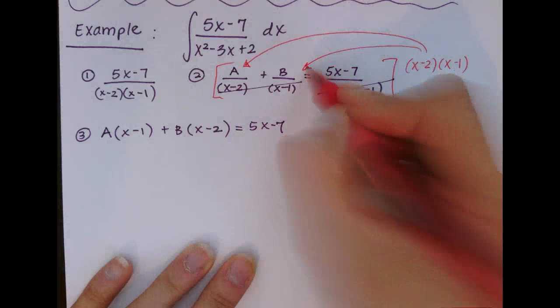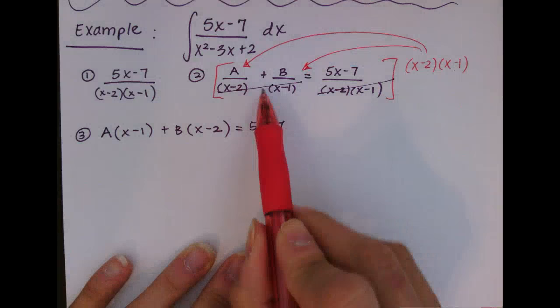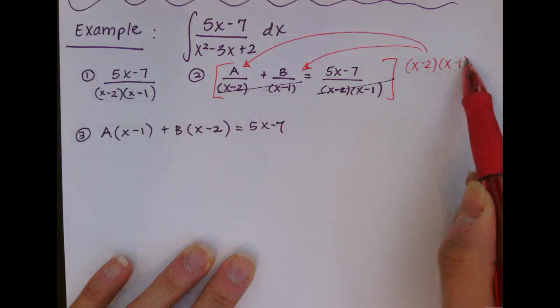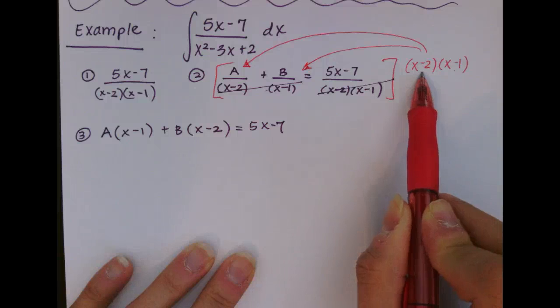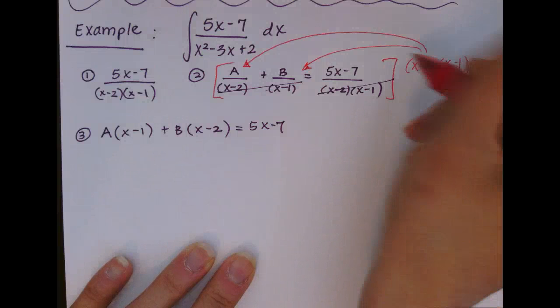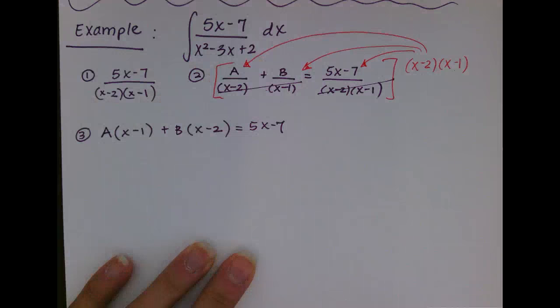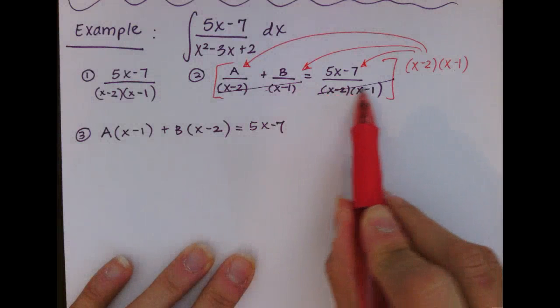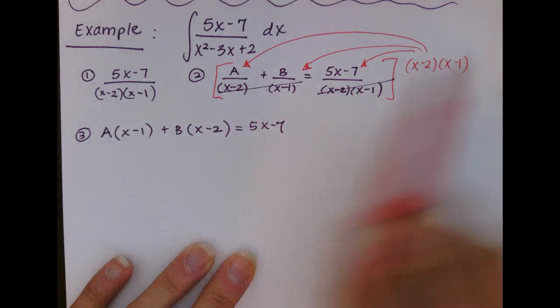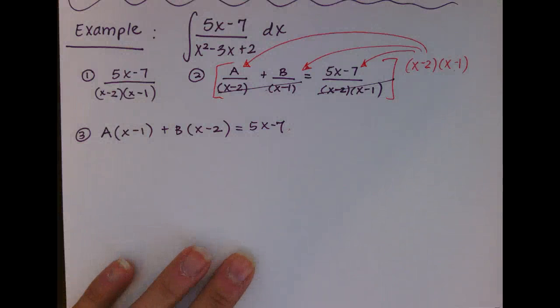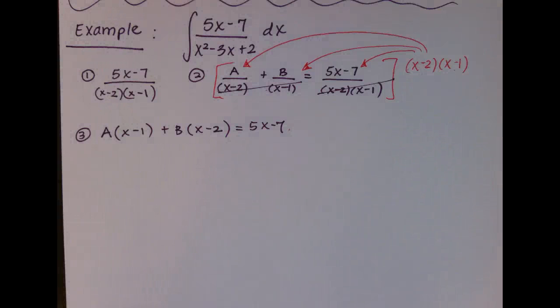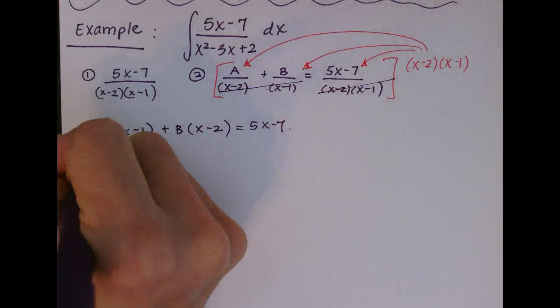If I look at the second term and I do the same, here the x minus 1 factors are going to cancel, and I'm going to be left with B times the factor x minus 2. And then lastly, on the other side of the equation, the entire denominator, both factors cancel, and I'm just left with the 5x minus 7. So algebraically, that's how we basically get rid of the fractions in a rational equation. So I've written that out.